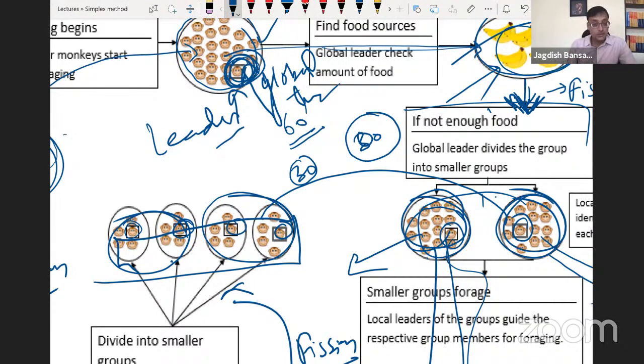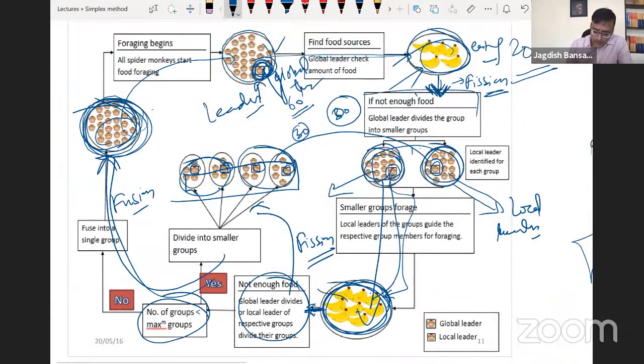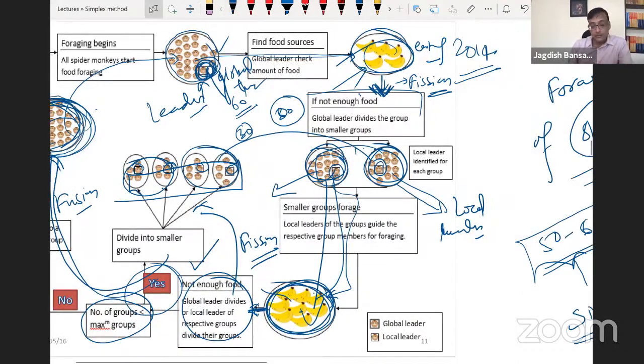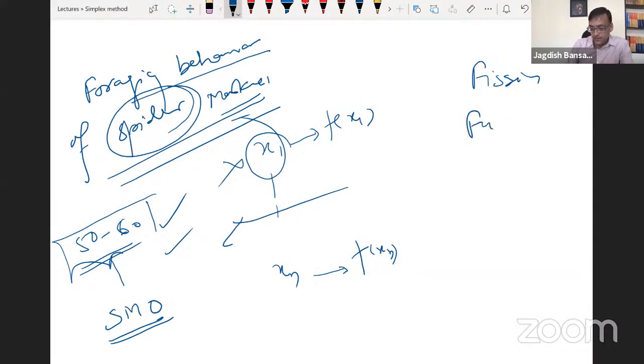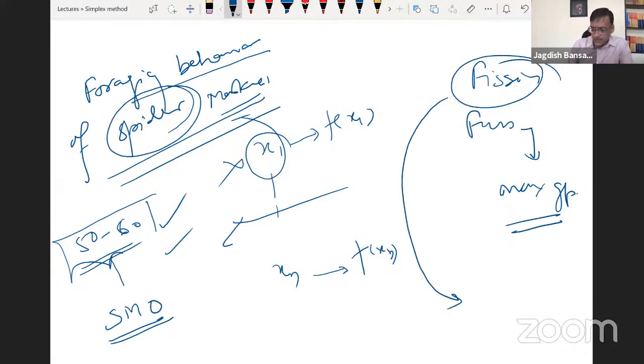So the chances of reaching the optimal solution increase when they are searching in smaller groups in different regions, right? Instead of in a single group. Let me tell you how we have this. I already told you that fusion means the maximum number of groups are formed, and fission. There are two things, fission and fusion. Fusion is based on the maximum number of groups being formed, and fission is based on what? When they divide themselves in natural phenomena, when there is scarcity of food.